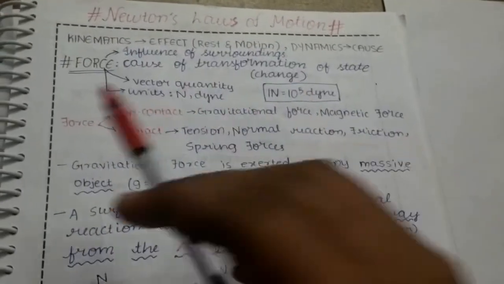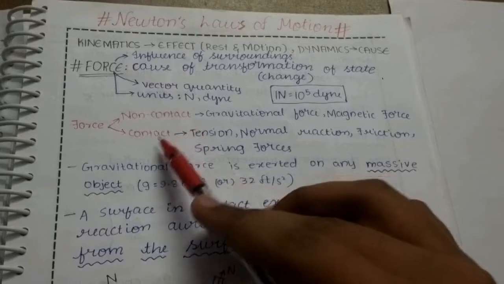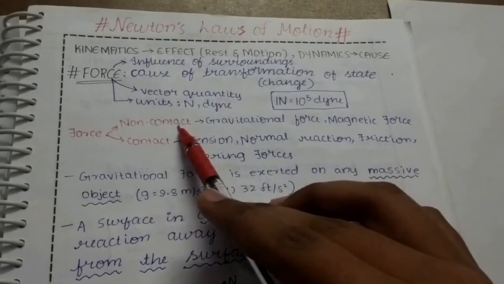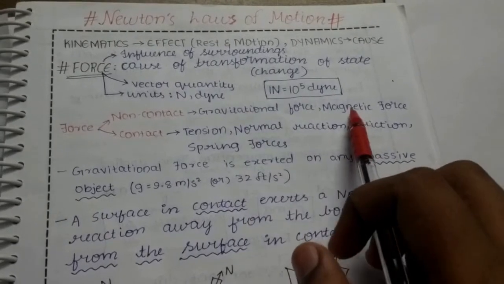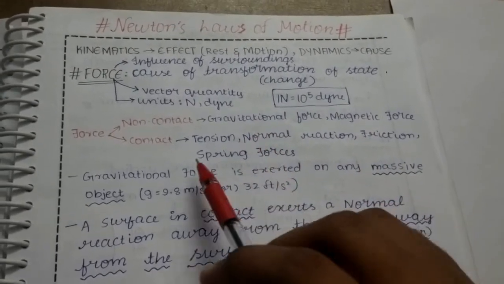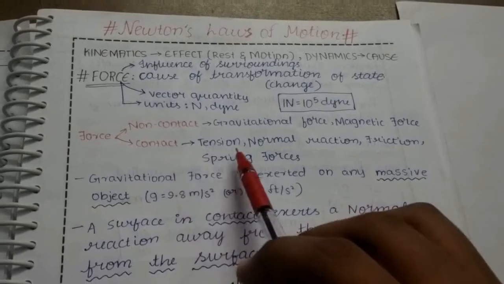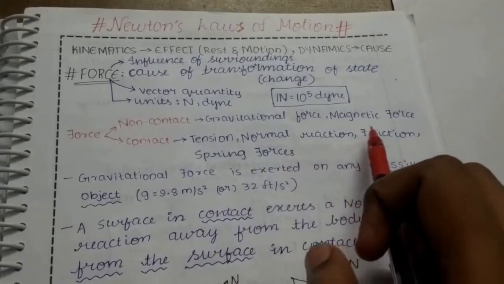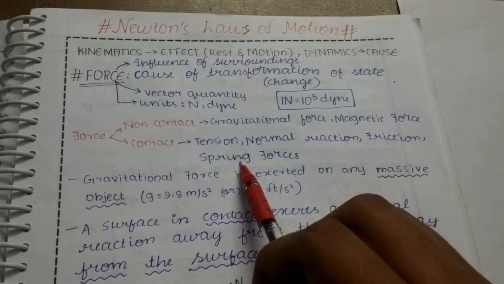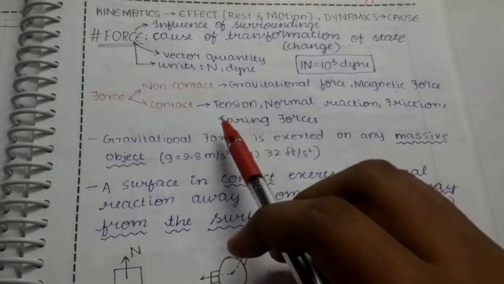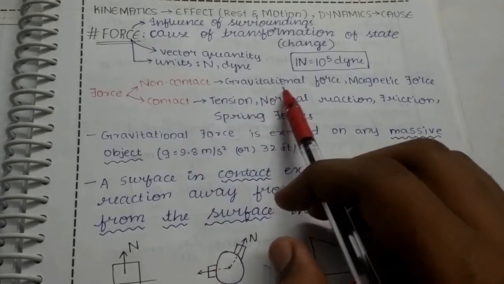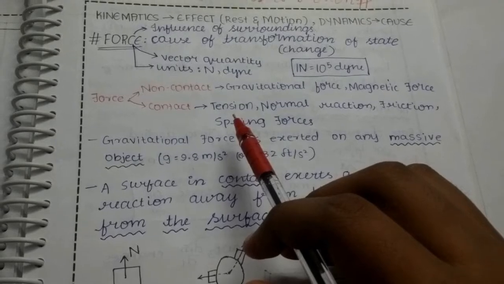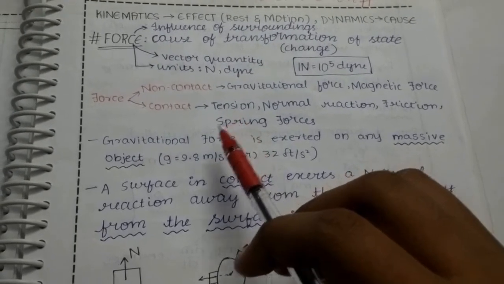Basically, forces are of two types, non-contact forces and contact forces. Examples of non-contact forces are gravitational force, magnetic force, electrostatic force and many more. Coming to the contact forces: tension, normal reaction, friction, spring forces, etc. Of the non-contact forces, only gravitational force is going to be dealt with in class 11, the remaining are dealt with in class 12.